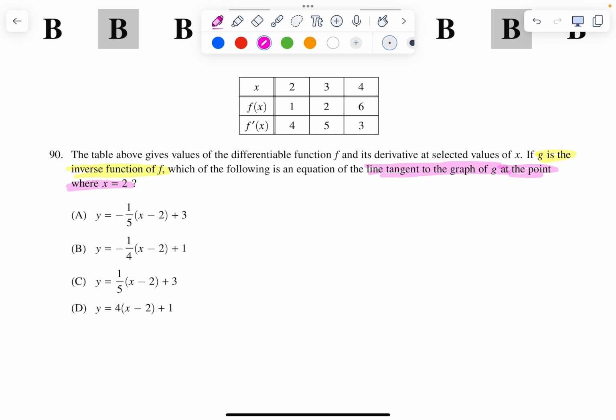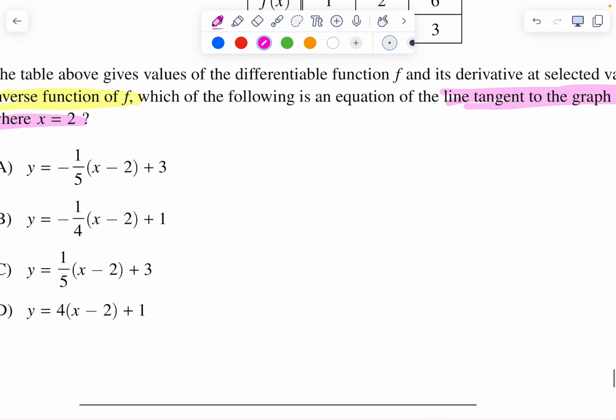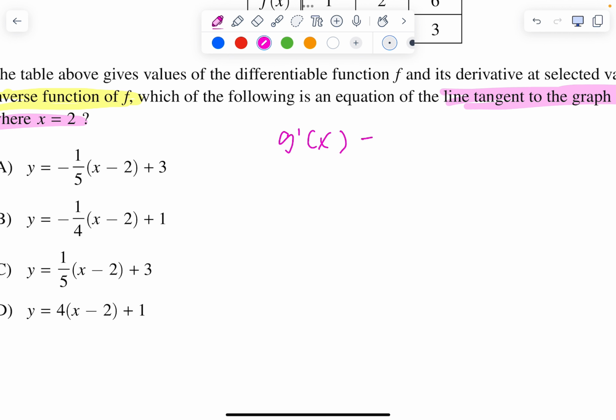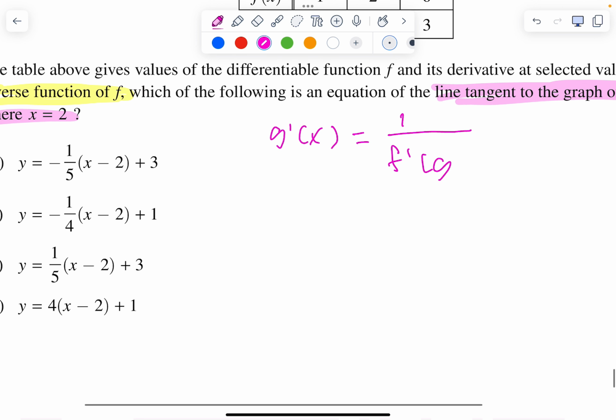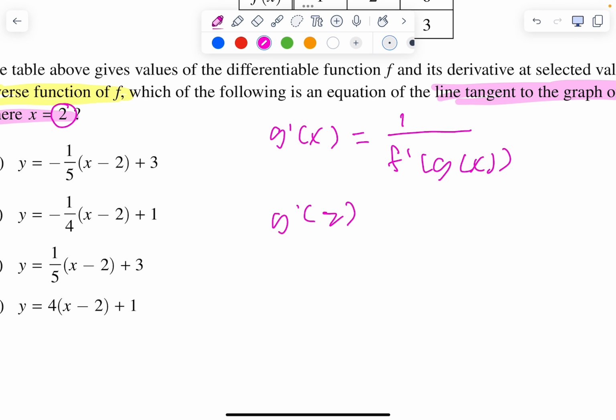So let's start with the inverse derivative. g is the inverse function of f. So without looking at your flashcard, g prime of x, what was the formula? 1 all over what? f prime of g of x. Good job. And then the value of x we're plugging in is how many? 2. So we have g prime of 2 is equal to 1 all over f prime of g of 2.